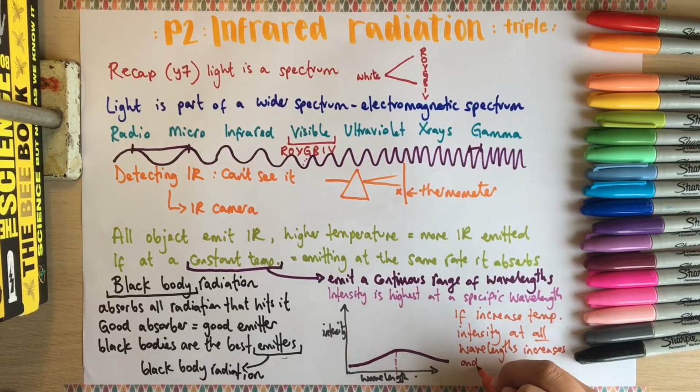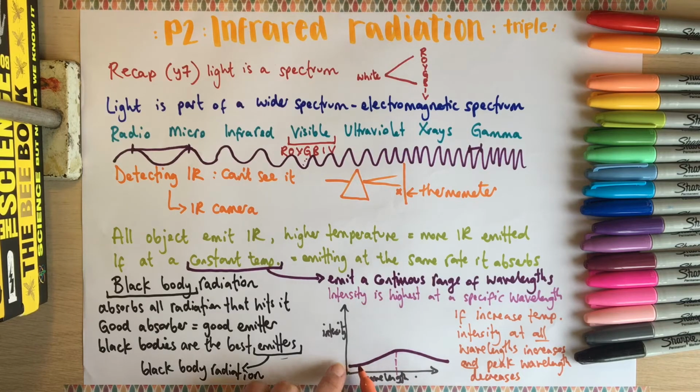And the peak wavelength decreases. So what's that going to look like for our graph? Well, the intensity at all wavelengths increases. Let's think about that to start off with. So at all of these wavelengths, the line has to be higher than the purple line that we've drawn, because the intensity has to be higher at all points.